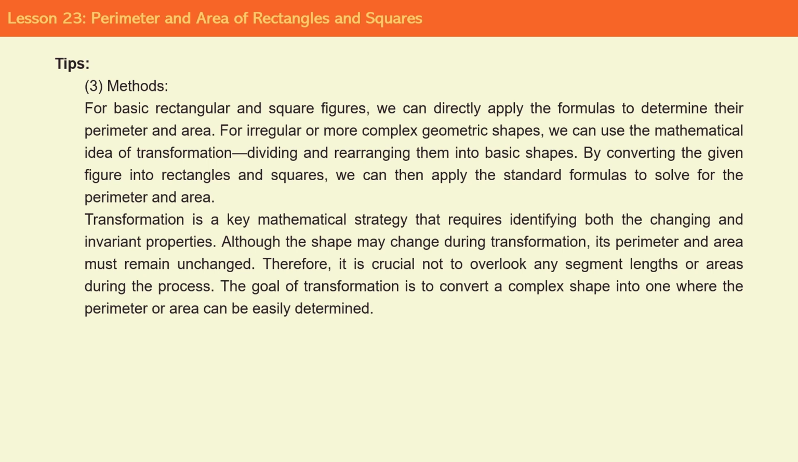Transformation is a key mathematical strategy that requires identifying both the changing and invariant properties. Although the shape may change during transformation, its perimeter and area must remain unchanged. Therefore, it is crucial not to overlook any segment lengths or areas during the process. The goal of transformation is to convert a complex shape into one where the perimeter or area can be easily determined.